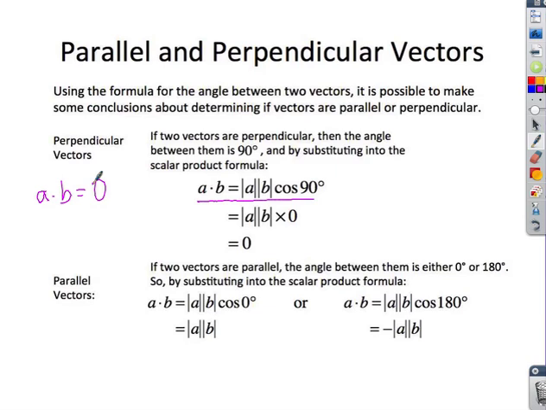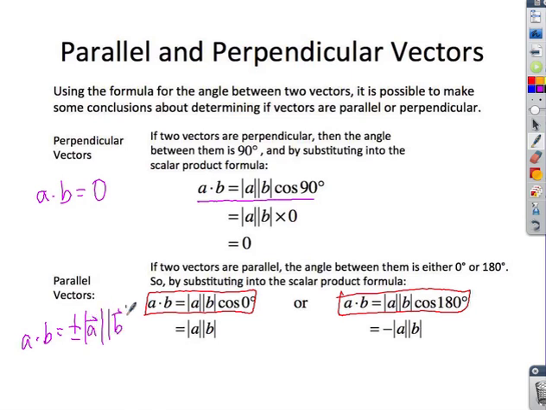For parallel vectors, if two vectors are parallel, obviously they move in the same direction. And so the angle between them then is either 0 or 180. So that's why we've shown these two. And then the cos of 0 obviously is 1. The cos of 180 is negative 1. And so it results in these two properties. And again, what we can say is for parallel vectors, A dot B can equal either plus or minus the absolute value of A times the absolute value of B. We should have the vector notations in here.